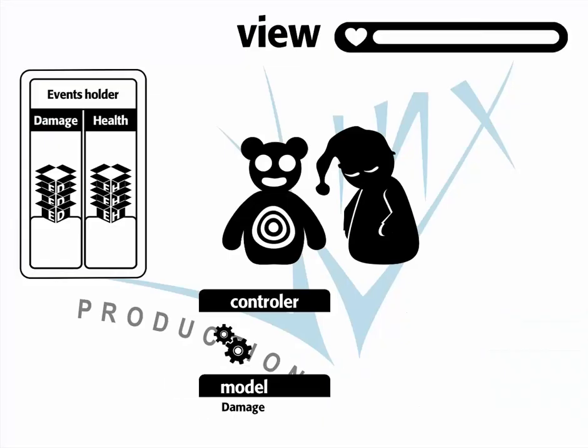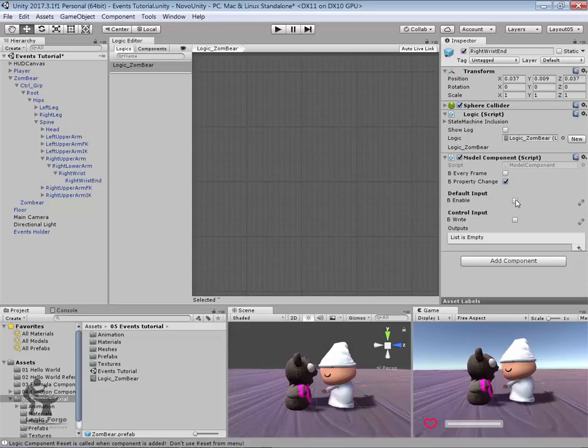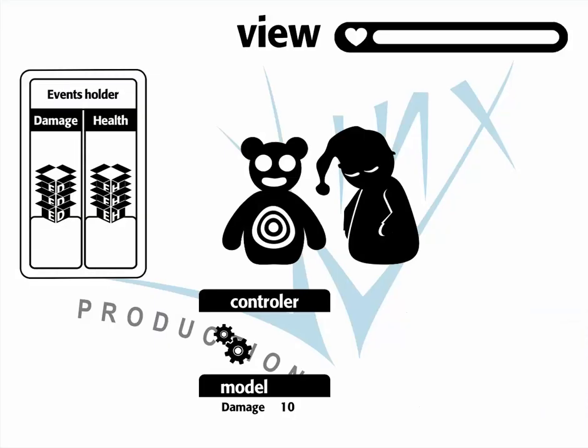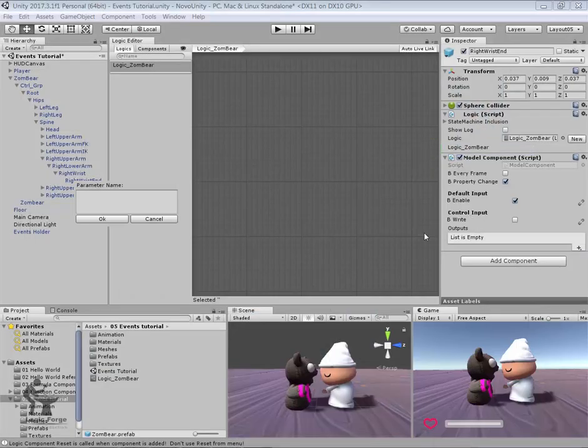Add component Model component. Add output Damage float 10. This value will be the damage that Zombear will be doing when it scratches the player.